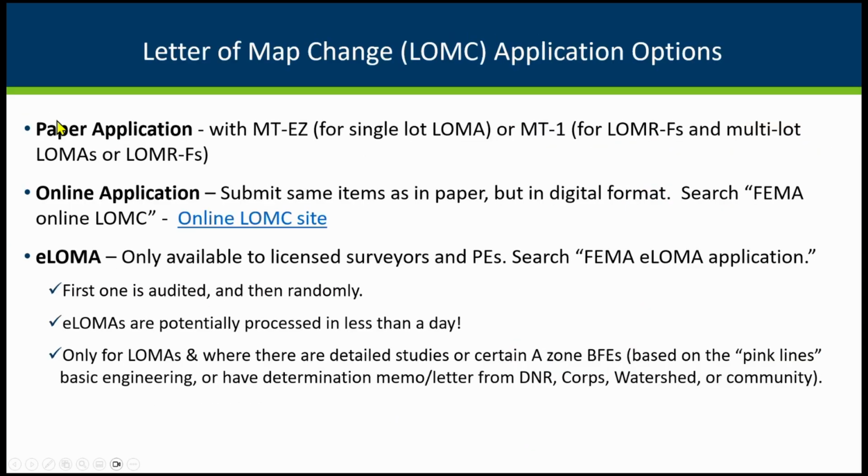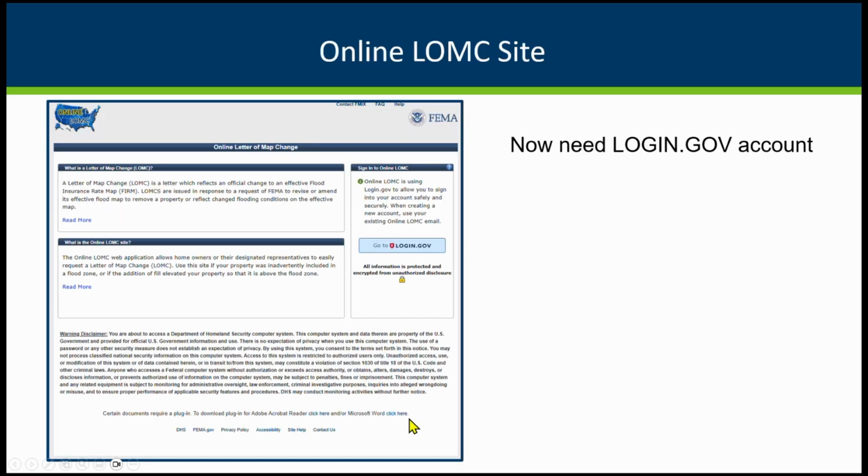How do you apply? You can apply with a paper form, an online application, or with an electronic LOMA that only licensed surveyors and professional engineers who have gone through a process with FEMA and are authorized to do a FEMA LOMA application can use. Their first one's audited and then randomly after that, but that PE or licensed surveyor who's gone through that process can potentially get a LOMA within a day after they have their survey information in hand. And it's not good for all situations, but for more standard LOMAs, it will work. And that is something you can ask the surveyor you're talking to.